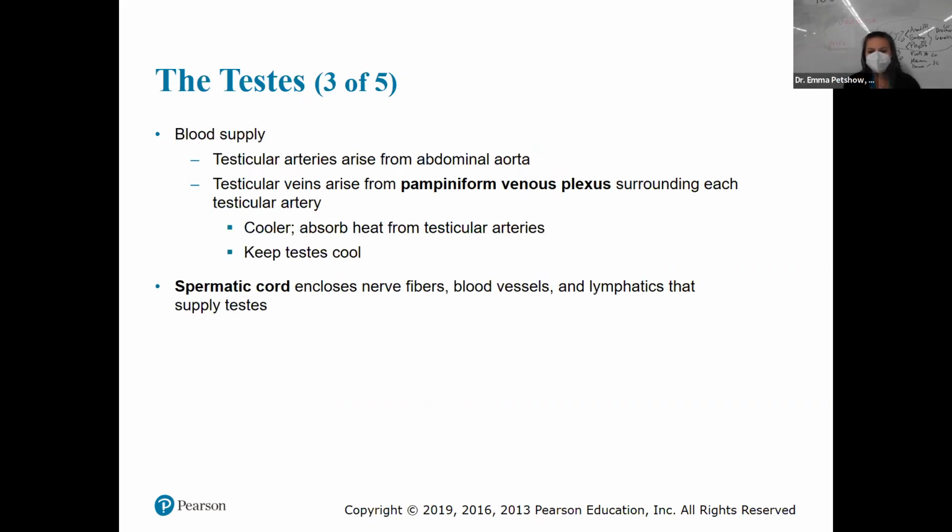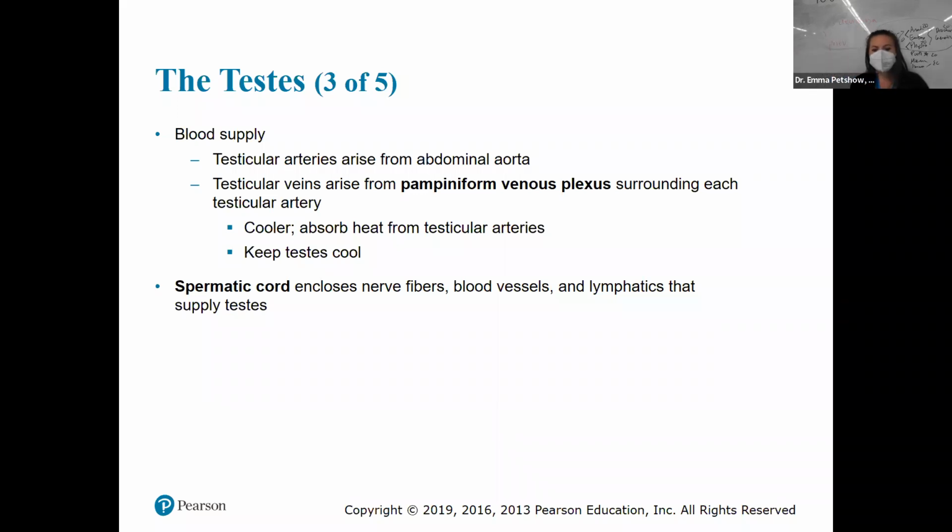So blood supply specifically to testes. I'll show you a picture here in a minute that we'll go through. But our testicular arteries do arise from the abdominal aorta. So that's their source. The testicular veins arise from the pampiniform venous plexus that surrounds each testicular artery. We love plexus, right? We love different venous collections in the body.